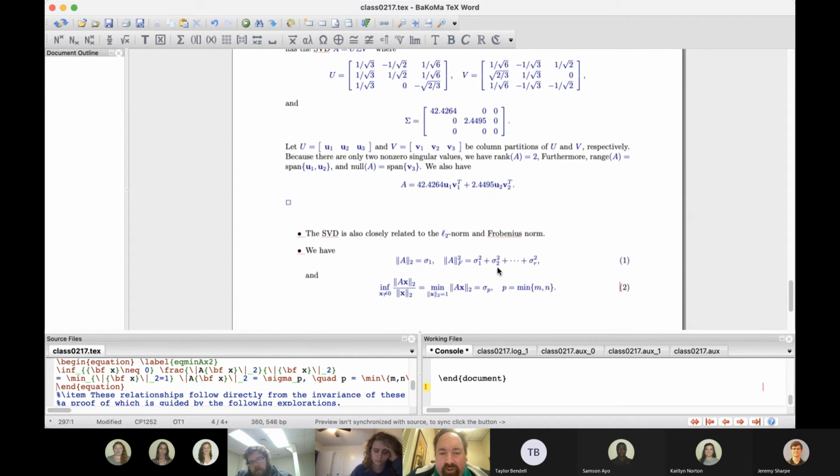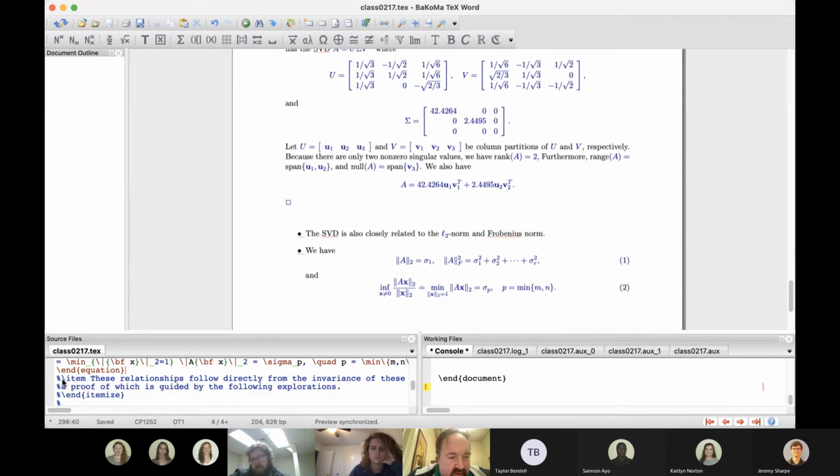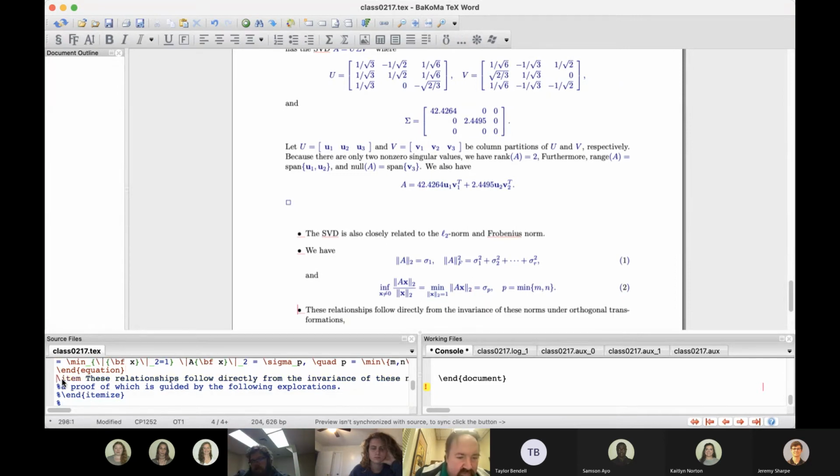Okay. We also have a characterization of the smallest singular value. If you consider all non-zero vectors x, and you look at the smallest value of this expression, or simply the minimum of this expression here, that will be the smallest singular value of A.